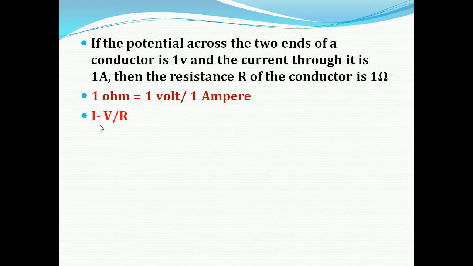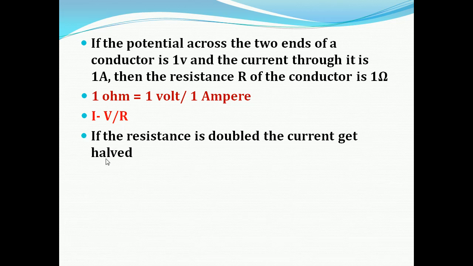This also can be written as I is equal to V by R. If the resistance is doubled, the current gets halved. So when the resistance in the conductor is more, the flow of current will decrease because it will resist the flow of charge. That's why when the resistance is doubled, the current gets halved.